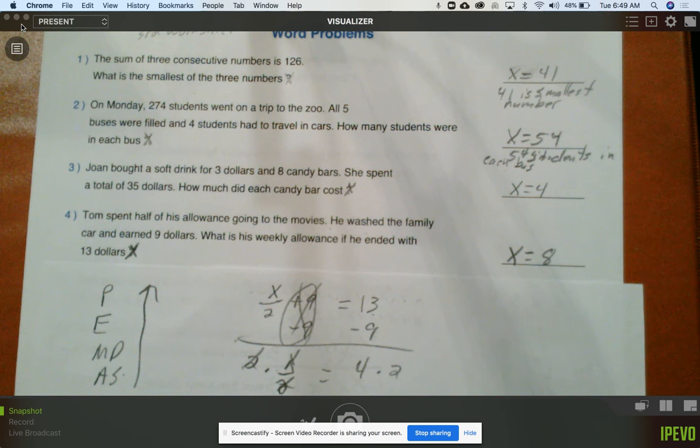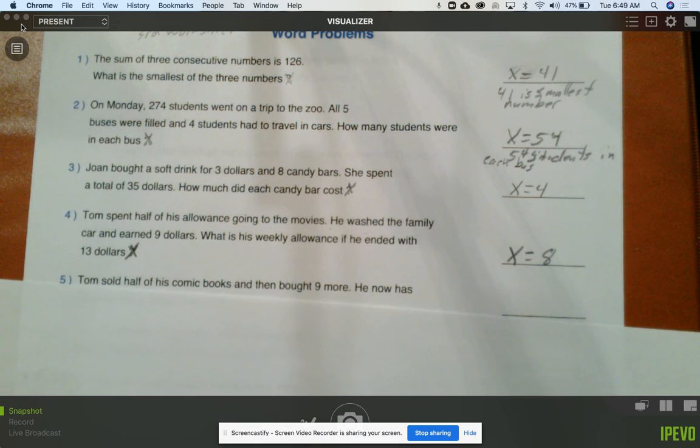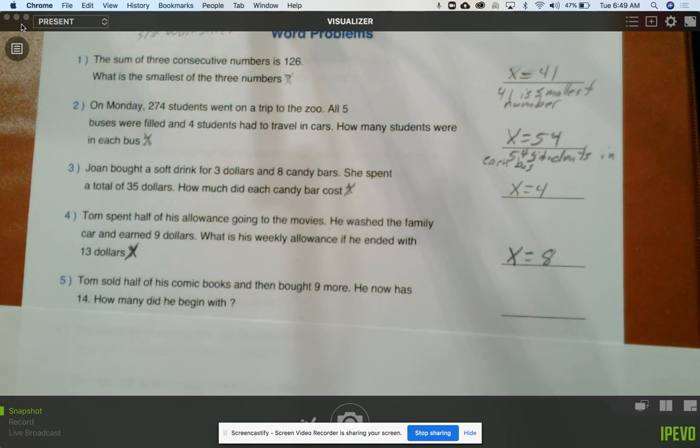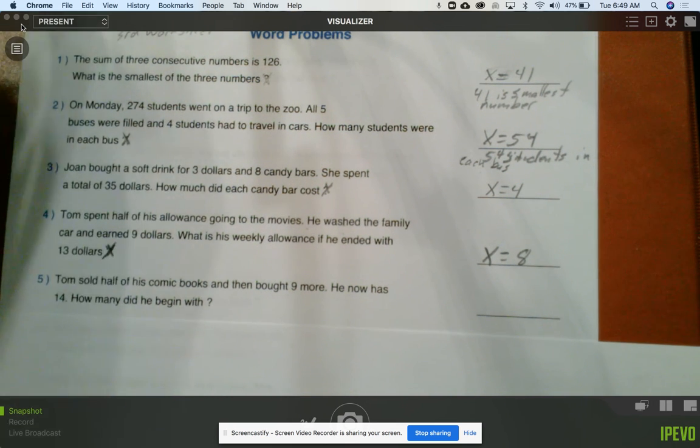So, all right, and then see if I can get number 5 on the next piece of paper. Let's see if I can do it this way. Oh, I think I can without making too much of a mess. Tom sold half of his comic books and then bought 9 more. It's same problem, different numbers as we did in the first one.